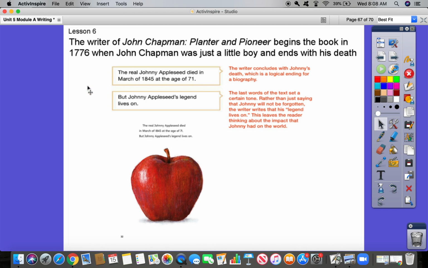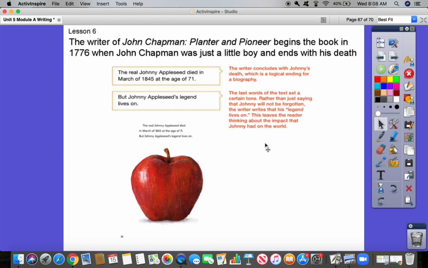So the writer of John Chapman, Planter and Pioneer, begins the book in 1776 when John Chapman was just a little boy and ends with his death. So the real Johnny Appleseed died in March of 1845 at the age of 71. The writer concludes with Johnny's death, which is a logical ending for a biography. But Johnny Appleseed's legend lives on.